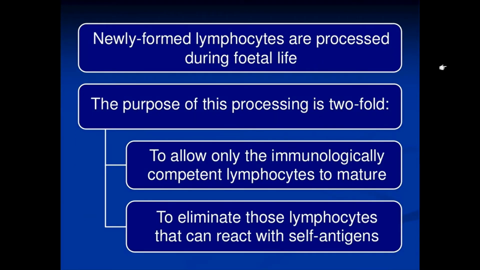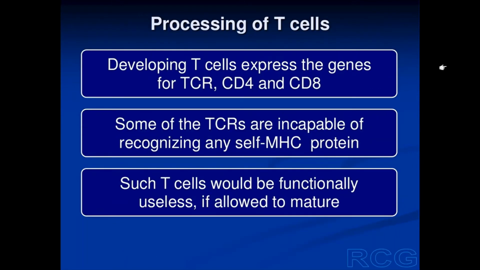Newly formed lymphocytes are processed during fetal life. The purpose of this processing is twofold: to allow only the immunologically competent lymphocytes to mature, and to eliminate those lymphocytes that can react to the self-antigens. So the selection takes place at that stage.